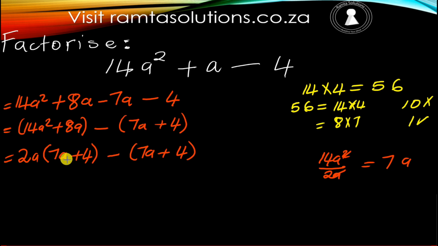Now, as you can see, there is a common factor here: 7a plus 4, the one that's inside the bracket. I'm going to take it as it is: open the bracket, 7a plus 4, close bracket. And then what are you left with here? You're left with 2a minus 1. And this is how you factorize this expression.